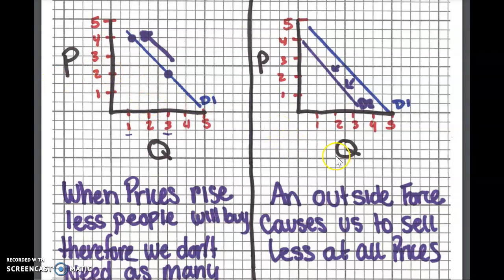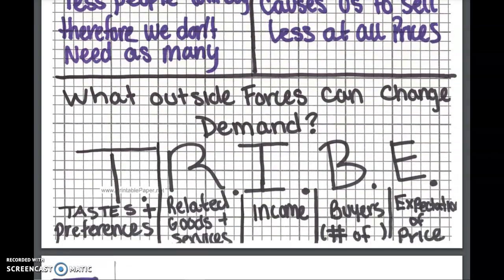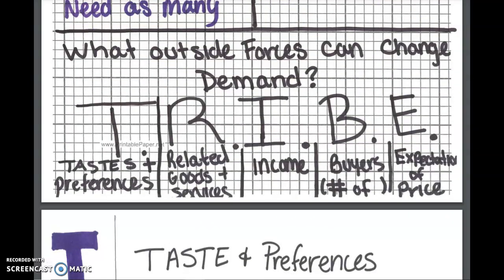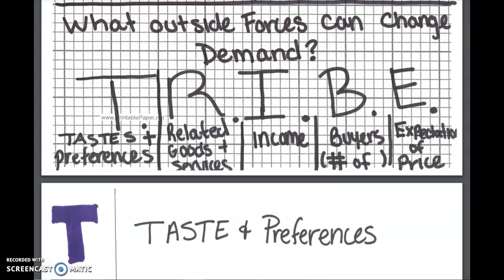But if some outside force works on it and moves it so fewer people want something, then that's just going to move the entire line down. But this has to be an outside force acting on it. So the outside forces that can actually change demand are what we call TRIBE. Now I'll explain each of those, but we use the acronym TRIBE.